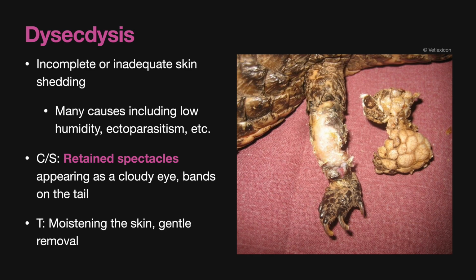Dysecdysis is incomplete or inadequate skin shedding. There are many potential causes, including low humidity, ectoparasitism, etc. Clinical signs include retained spectacles appearing as a cloudy eye, as well as bands on the tail or toes. Treatment involves moistening the skin and gentle removal.